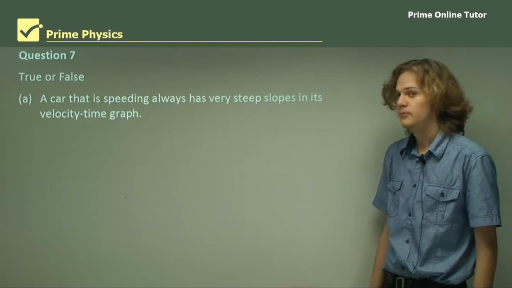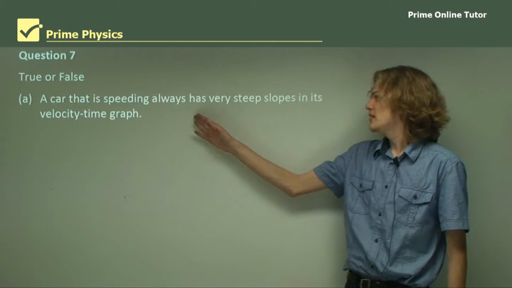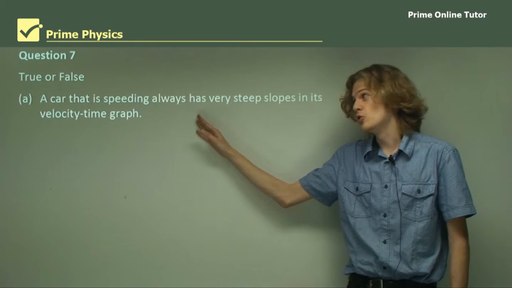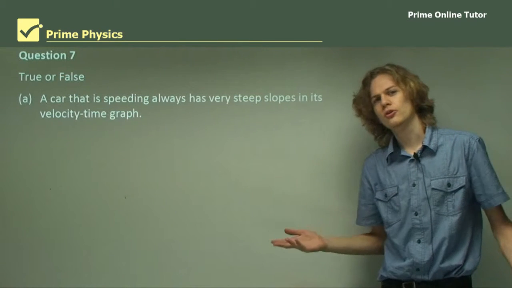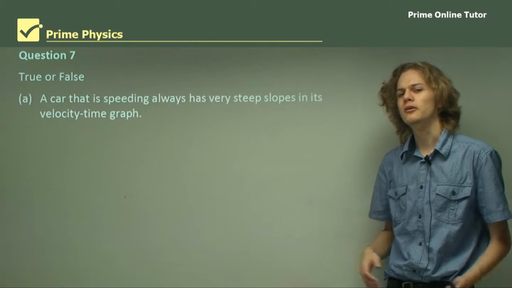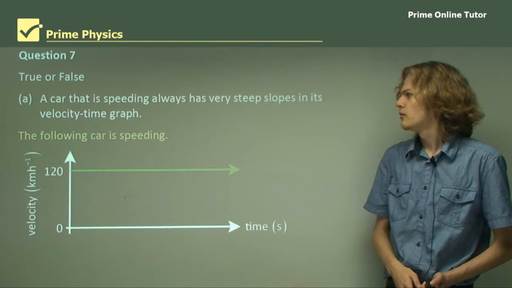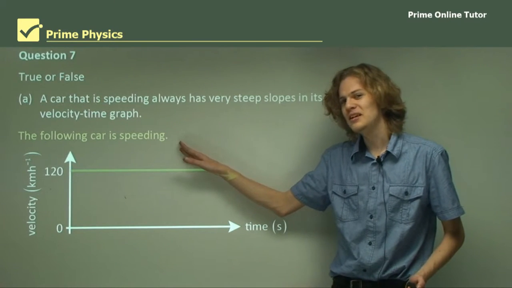Question 7. True or false? A car that is speeding always has very steep slopes in its velocity-time graph. Well, let's take a look at a velocity-time graph and see what it says about an object's motion. The following car is speeding.